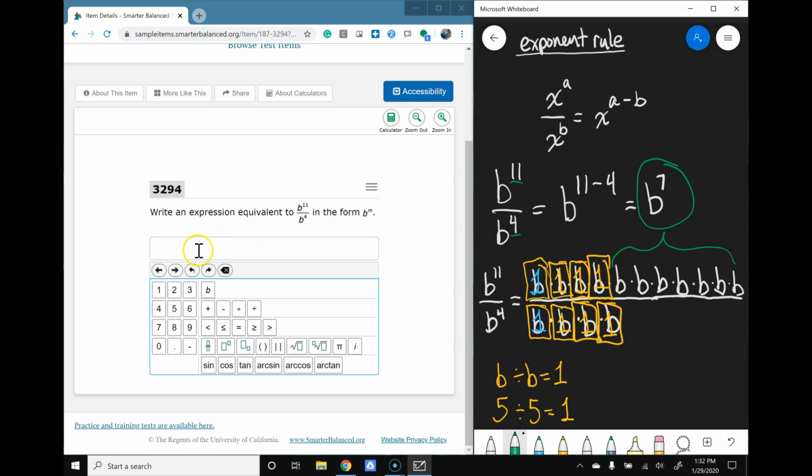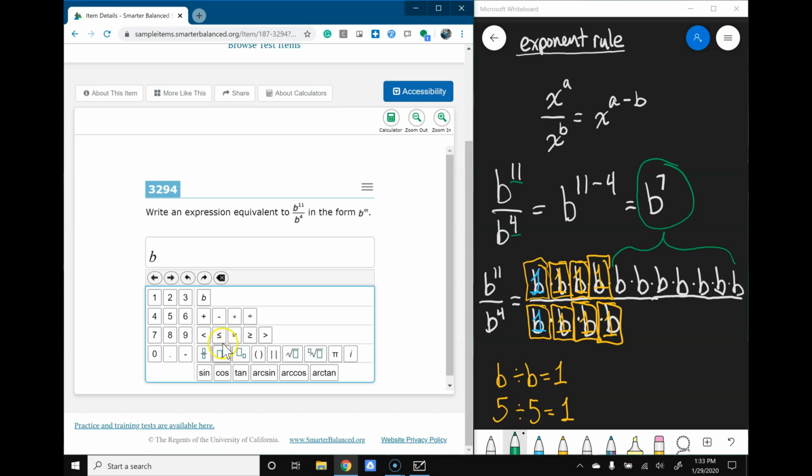So let's go over here to the item and enter our answer. Now we want to use these keys down here to help us enter this answer. If I click on B and I click on 7, that's not exactly how I want the 7 to look. I need it to be a power. So if you take a look down here at these structures, here's your fraction structure, here's your power structure. If I click on this, it will give me the ability to write the 7 as an exponent. So if I click on that button, come over here, and click on the 7, I can now enter this as my answer and move on to the next item.